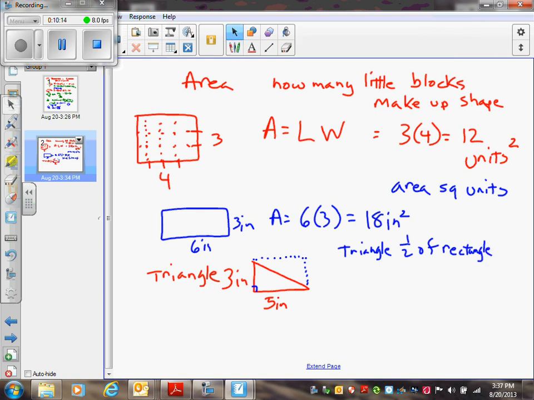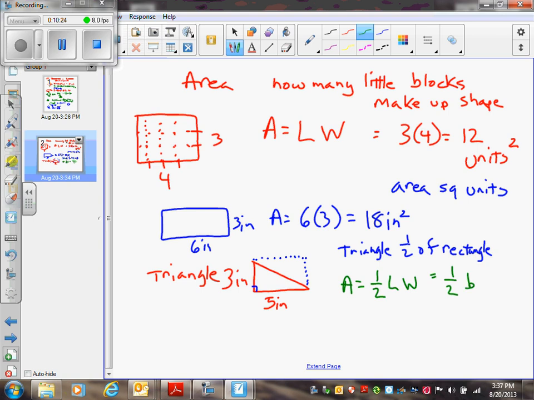So, the area of a triangle is 1/2 length times width. Now, sometimes you'll see this as 1/2 the base times the height. Those are just different terms. This would be your base, and this would be your height. But they mean the same thing as length and width in this particular instance.